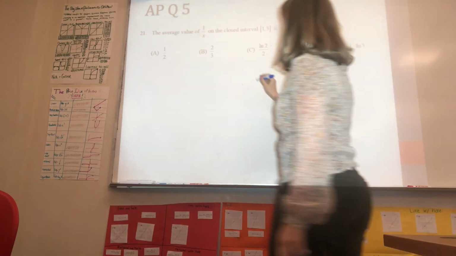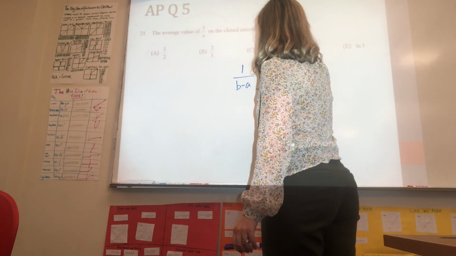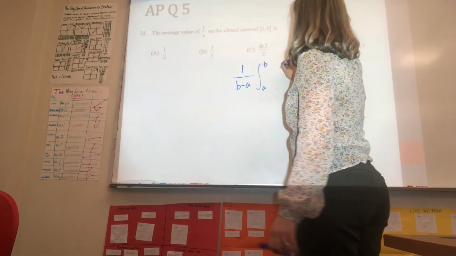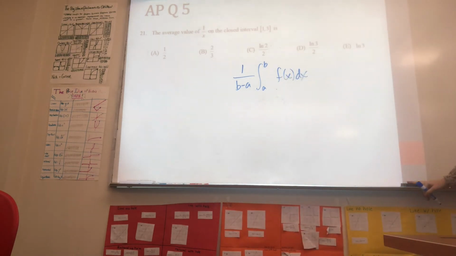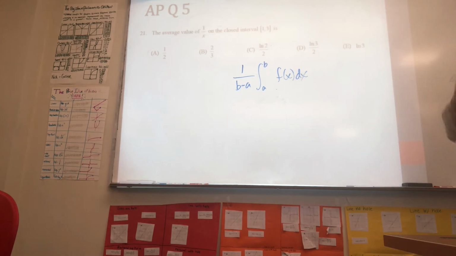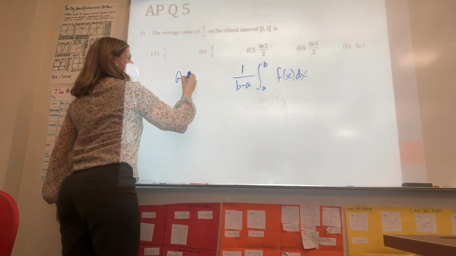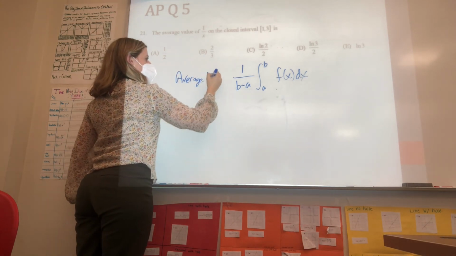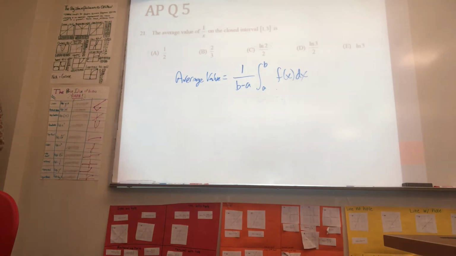The average value is 1 over b minus a times the integral from a to b of f of x dx. That is average value. I have a whole proof for it. We'll do it in class, hopefully, maybe. That's the average value.